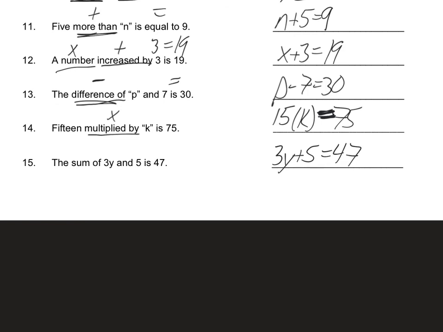Let's go ahead and just discuss how to find this. So the sum of just means plus. 3y and 5 is 47. So that just means I have 3y plus 5 equals 47. So again, if it's in the front and it's like the sum of, and then it gives you a list of two numbers, you have to do them in the same order. That's the same thing if we were to say the difference of. You have to do them in order. So 3y plus 5 equals 47.